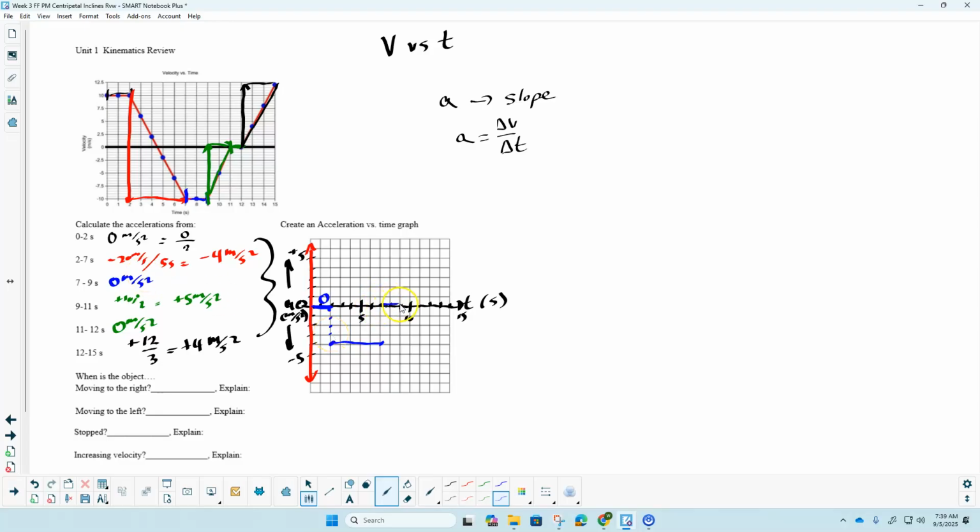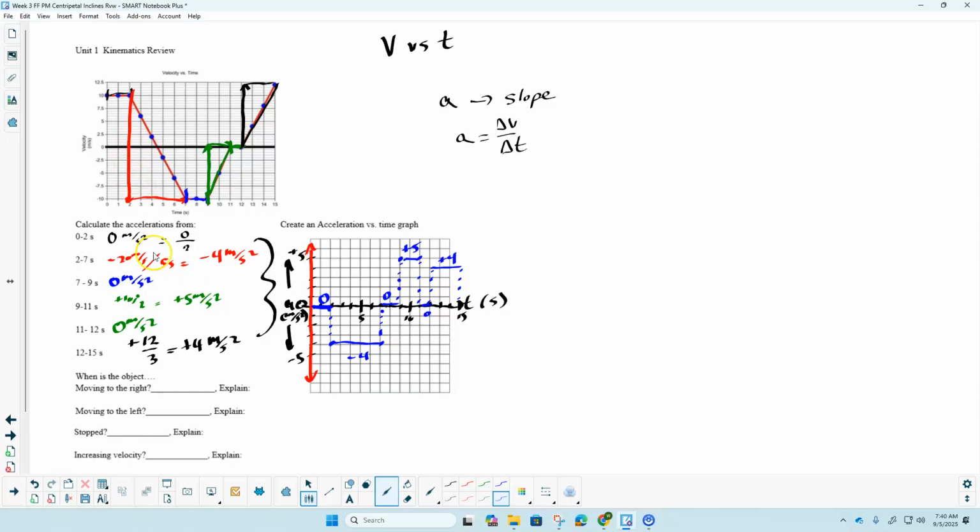7 to 9 is 0. Positive 5 for the next 2 seconds, so from 9 to 11 is positive 5. It's back to 0 for 1 second, 11 to 12, and then from 12 to 13, it's back at positive 4 across here. Again, I was 1 short, but that's the graph that you should make. If you want to label them again: negative 4, 0, positive 5, 0, and positive 4. You can label those, that's not a big deal. It's just to display that you understand what's going on.